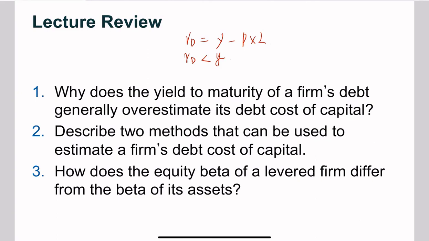Second, describe 2 methods that can be used to estimate a firm's debt cost of capital. Well, we actually have talked about the first one, right? This is the first one. That is, you would adjust a firm's debt yield to get the cost of debt. The second, you will use CAPM.